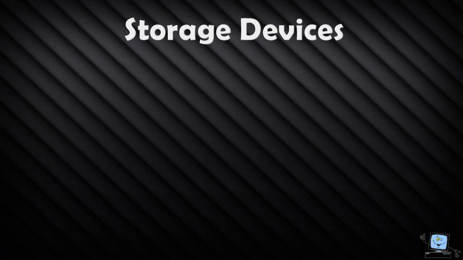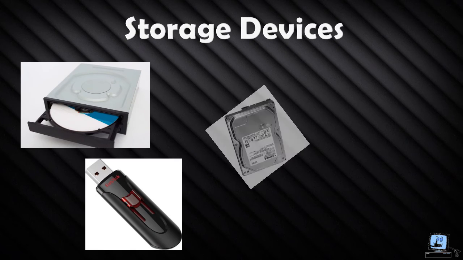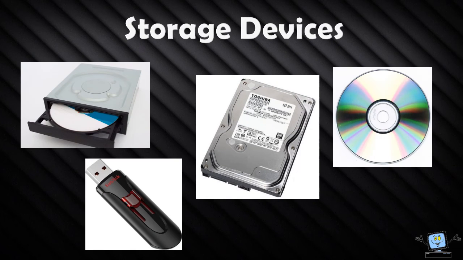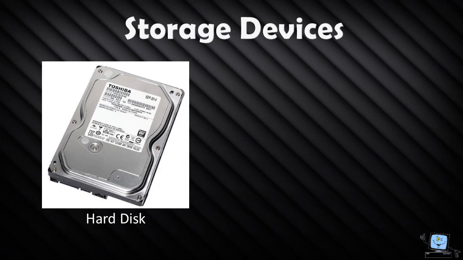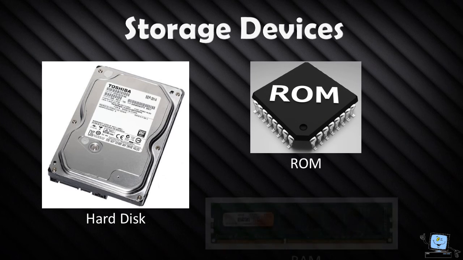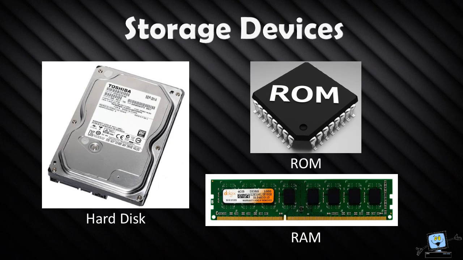Last category is storage devices. They are used to record and store large amount of data for a long period of time. There are two types of storage devices. First is primary storage, second is secondary storage. Primary storage devices like RAM and ROM are temporary memory, whereas secondary storage devices are permanent memory.